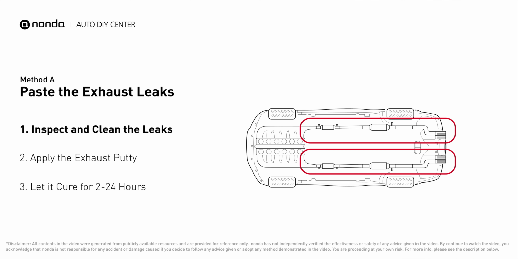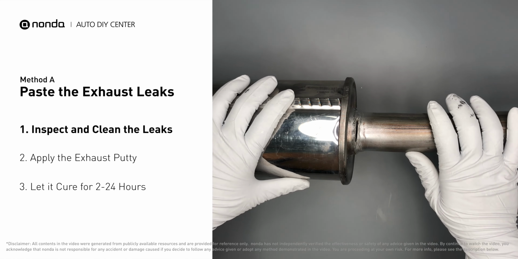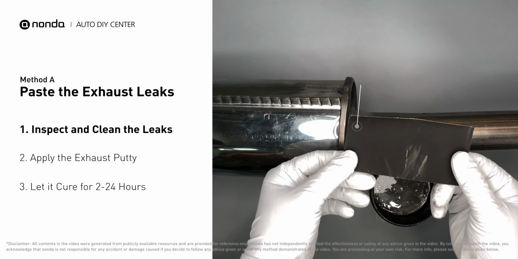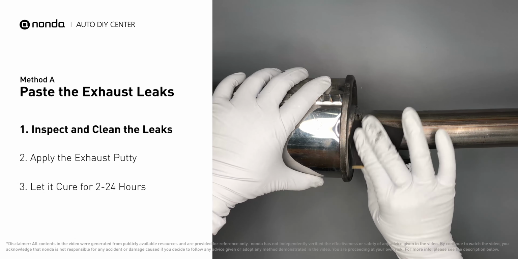The exhaust system begins at the engine combustion chambers and runs along the undercarriage of the vehicle, eventually ending with the visible tailpipe. If you have a leak around the corner, get some exhaust putty to seal it up. First, get sandpaper and a wet wipe to clean the leaking area for better application.